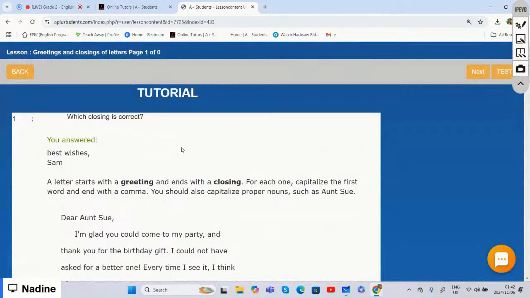And once again, with letters, nowadays a lot of people don't write letters. Everything is on the internet, everything is on your phone. So if we write a letter, it will be on our phone, but there needs to be a greeting and there needs to be an ending. You cannot start the letter and just go straight to the point.